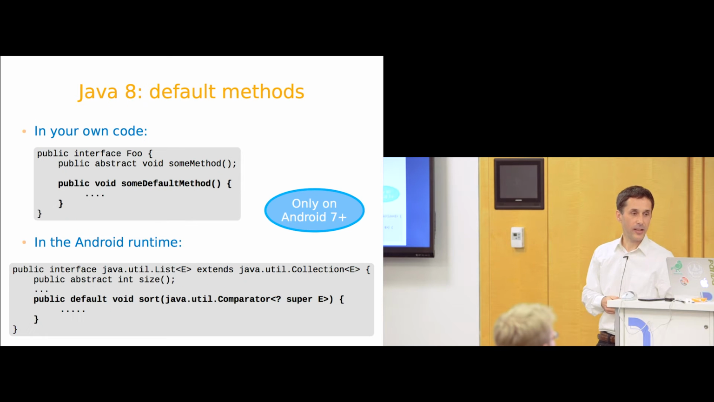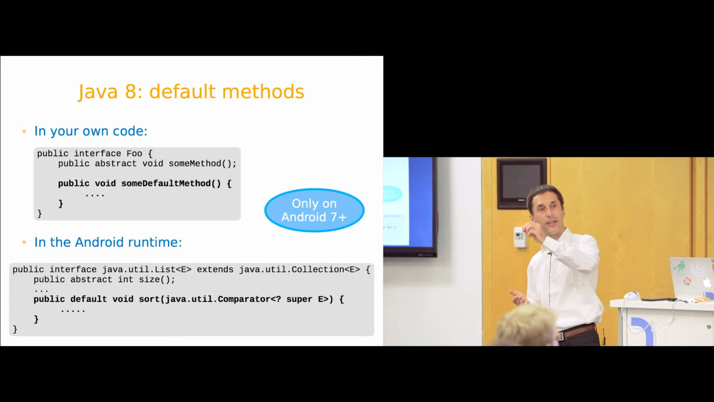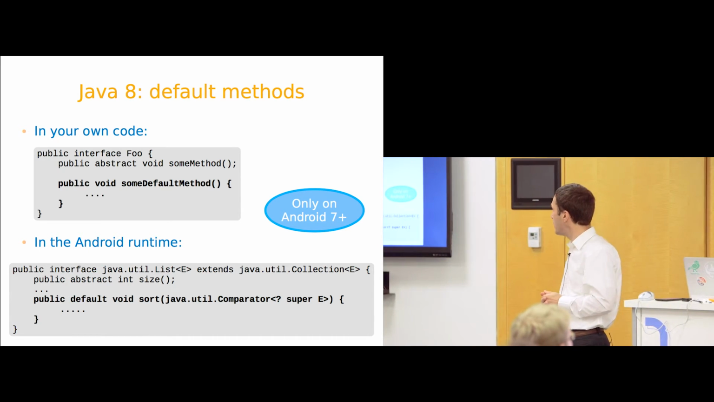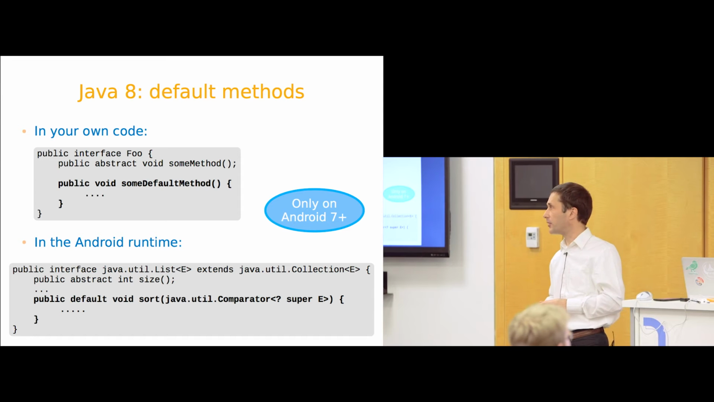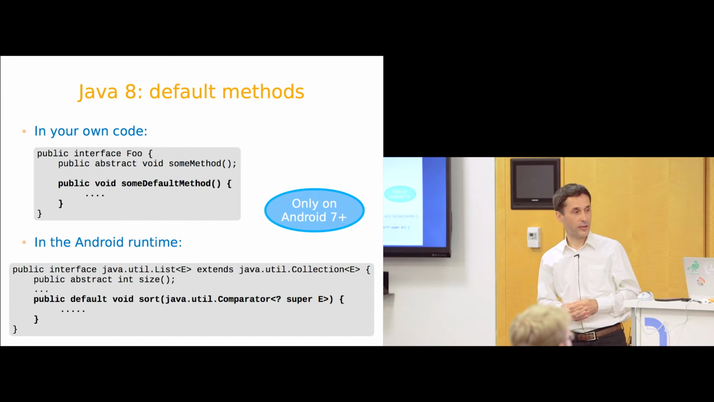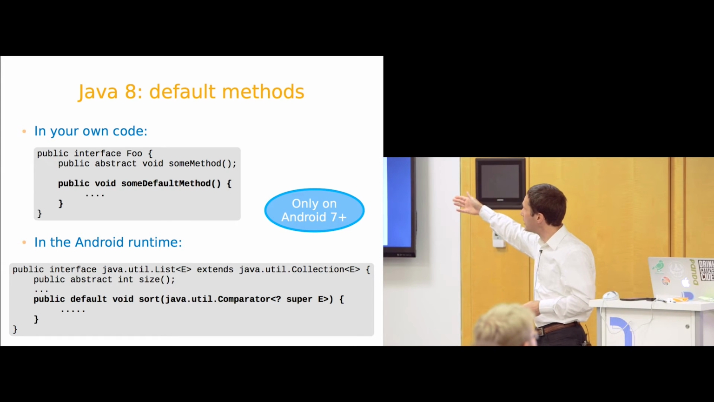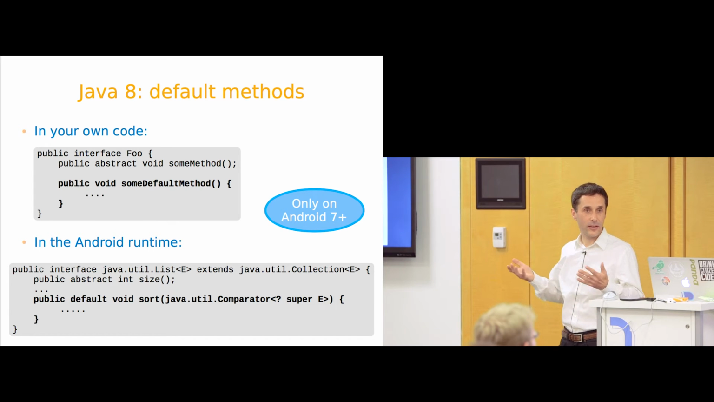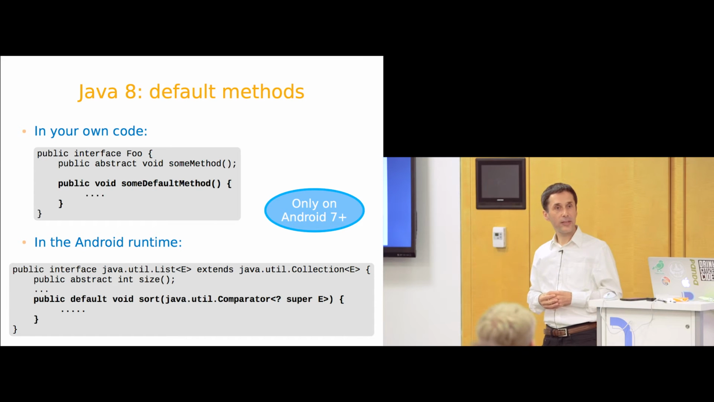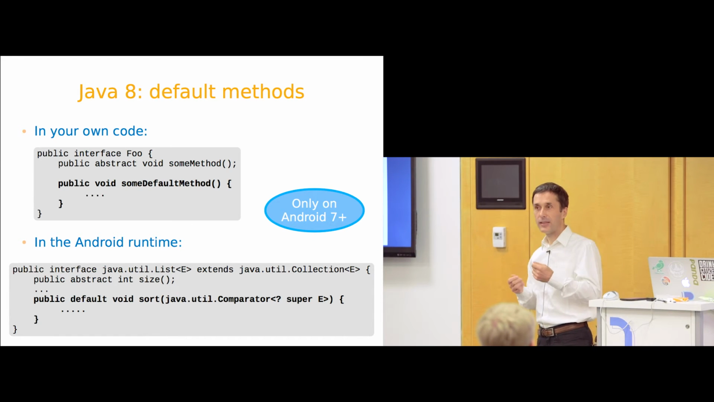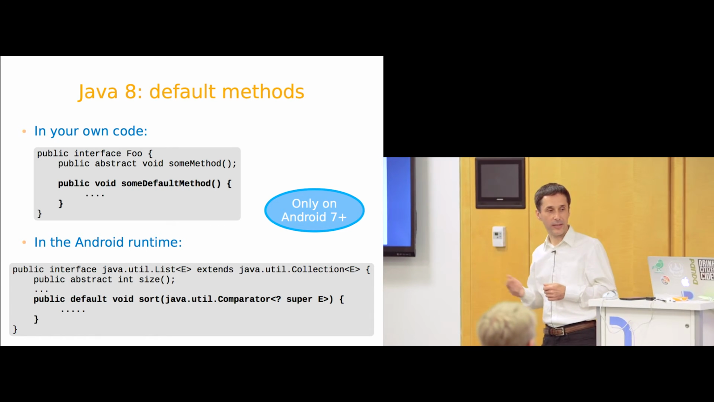On the other hand, if you're using the Java 8 feature of default methods, that means that you have methods containing implementations inside interfaces, you'll really need to run your application on Android 7. You can only run that application on Android 7. On the one hand, in your own code, the syntax is different, of course, and the virtual machine needs to support that. And on the other hand, in the Android runtime, there has to be support for various default methods that you'd like to use, and that is only present in Android 7.